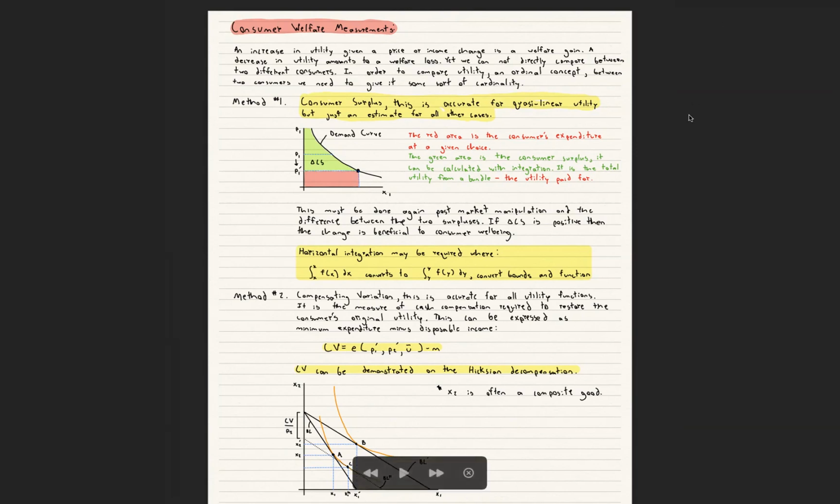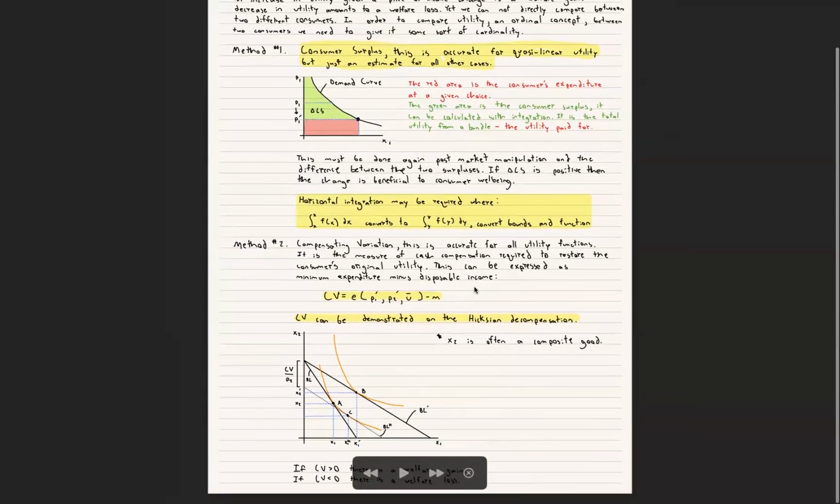So I've graphed it here for you where the red area is the consumer's expenditure at a given choice, and the green area is the consumer surplus. And it can be calculated with integration, or if you have a linear demand curve. Well, I guess you'll never have a linear demand curve for a quasi-linear function, but it can be estimated as well, was my point. You're just going to be looking at the difference between your price 1 and price 2, so that would be this area right here. Horizontal integration may be required in some cases. So just remember how to do that, and that you might have to do that. If you try to integrate that vertically, obviously you're doing something wrong.